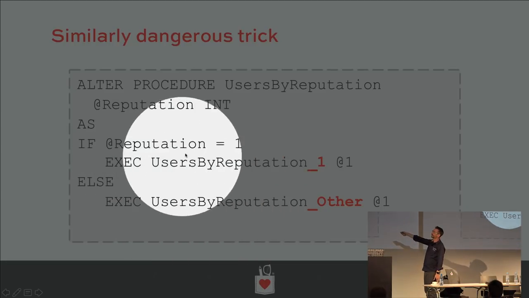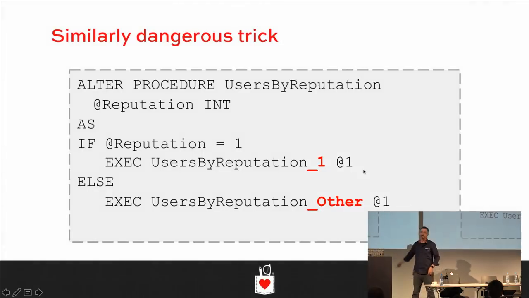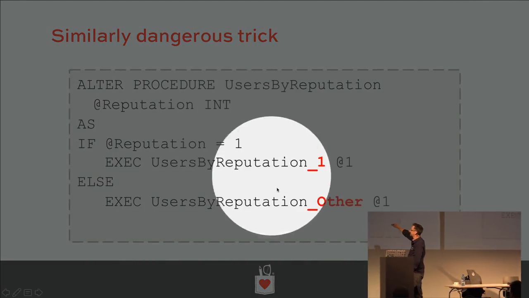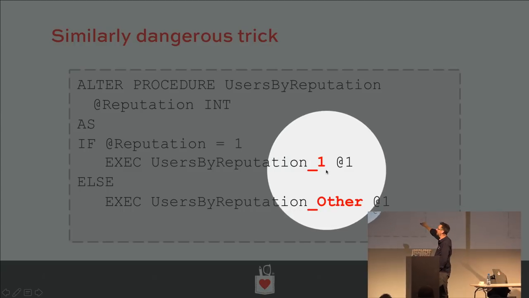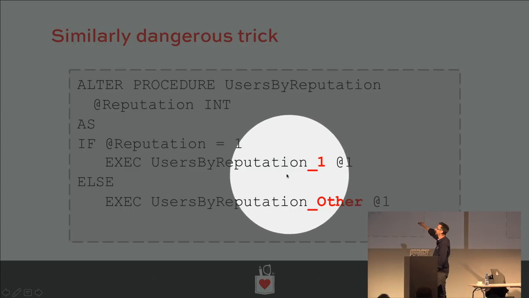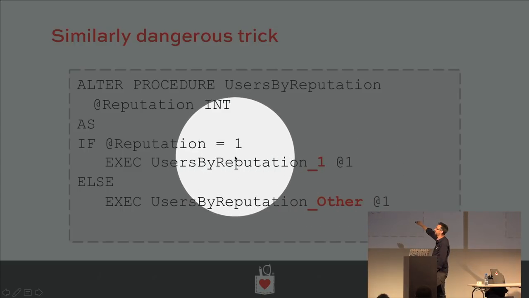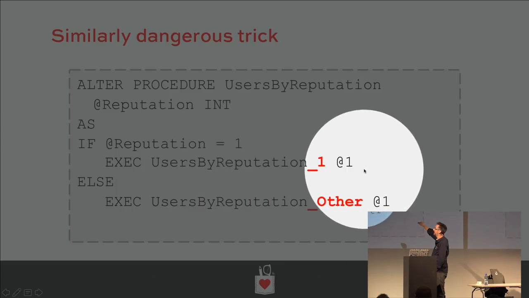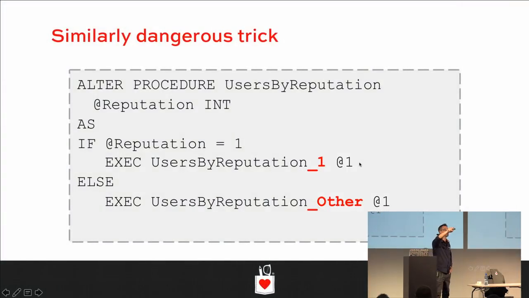So if this was just a select, SQL Server would build one execution plan and then reuse that over and over again. But when they're stored procedures, they get parameter sniffing. So that top stored procedure of reputation one, he gets sniffed, but he will get sniffed for a reputation of one. He will get a perfect execution plan for a reputation of one.